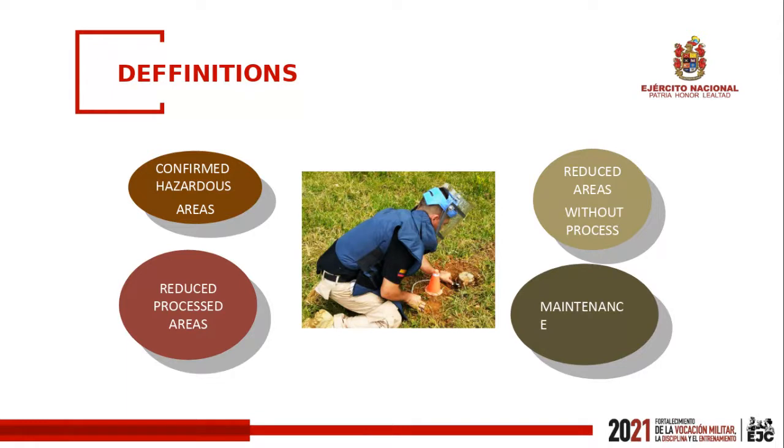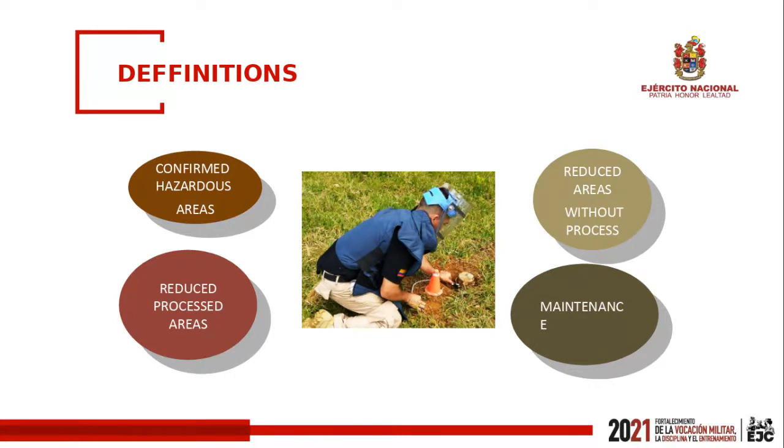It is a land surface that is defined by the performer of a non-technical survey or a technical survey in which it's concluded that there is direct evidence to confirm that the anti-personnel mine contamination exists. So when a confirmed hazardous area is defined, it will generate a non-technical survey report.